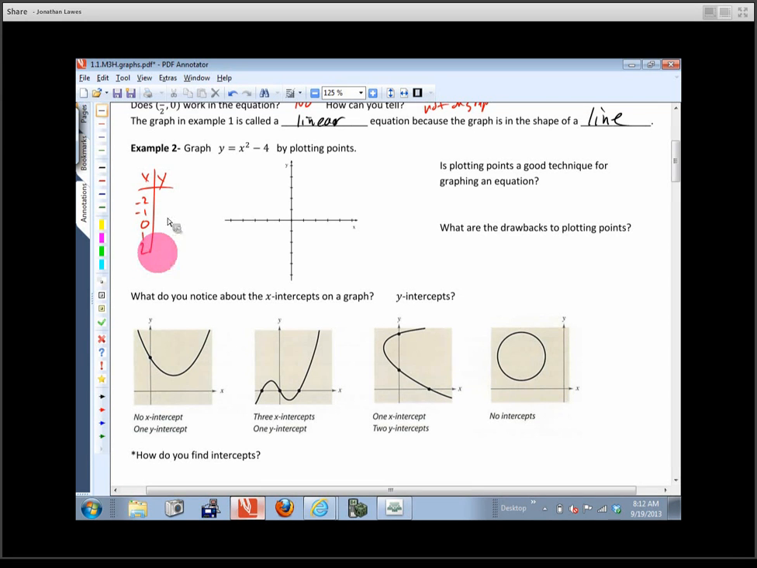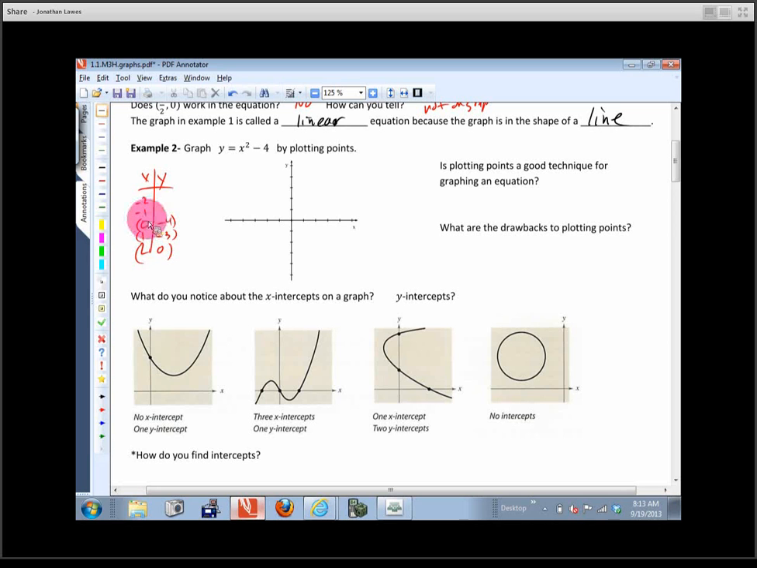If I plug in 0, again, that's the easiest one to plug in. 0 squared is 0 minus 4 would be -4. So I've got that point. If I plug in a 1, again, what happens on this one is different than the previous problem. I don't multiply it by 2, I square it. I multiply it by itself. So I get 1, and then I subtract 4. So this is going to give me -3. Then I'm going to plug in a 2. Square it, I get 4. Subtract 4, I get 0.